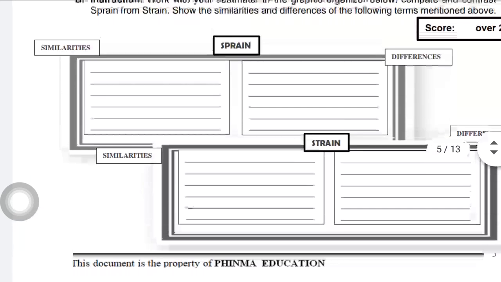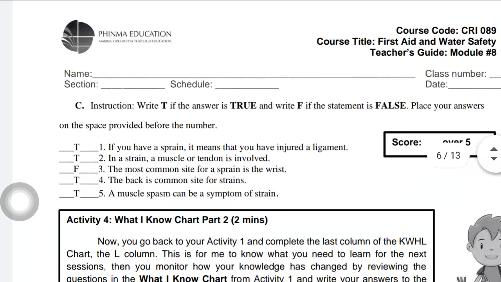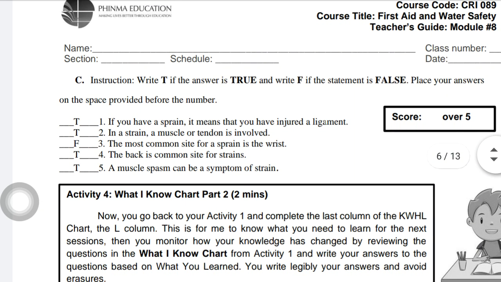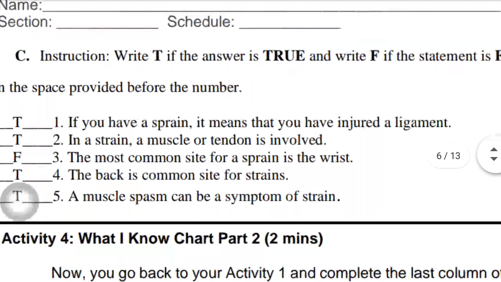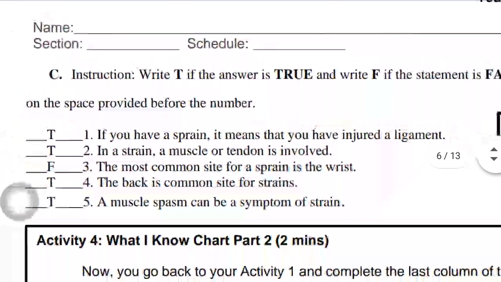Next is ang kalainan daw. Dayon, if you have a sprain, it means that you have injured ligament. So, ligament daw ang sprain. Sakto ba? Sakto. In strain, a muscle tendon is involved. ST, T for tendon, so true. The most common site for a sprain is the wrist. False daw. Dili daw ang wrist. The back is common site for strain. True daw. Ang imo daw likod.